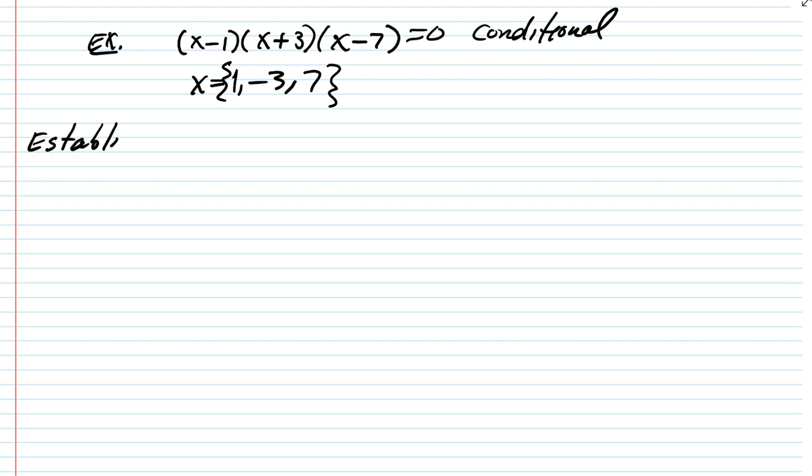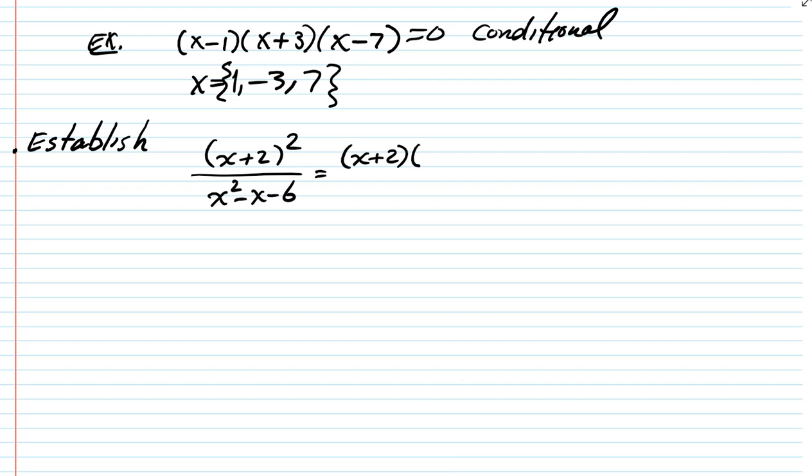When we say establish an identity, that means you need to build a process in which you go from one expression to the next expression. So let me go to the algebraic form of this. Suppose I have (x plus 2) squared over x squared minus x minus 6. Okay, now I can factor the numerator. What I'm doing is working with the left side. Notice we don't know what the answer is on the right side, do we?